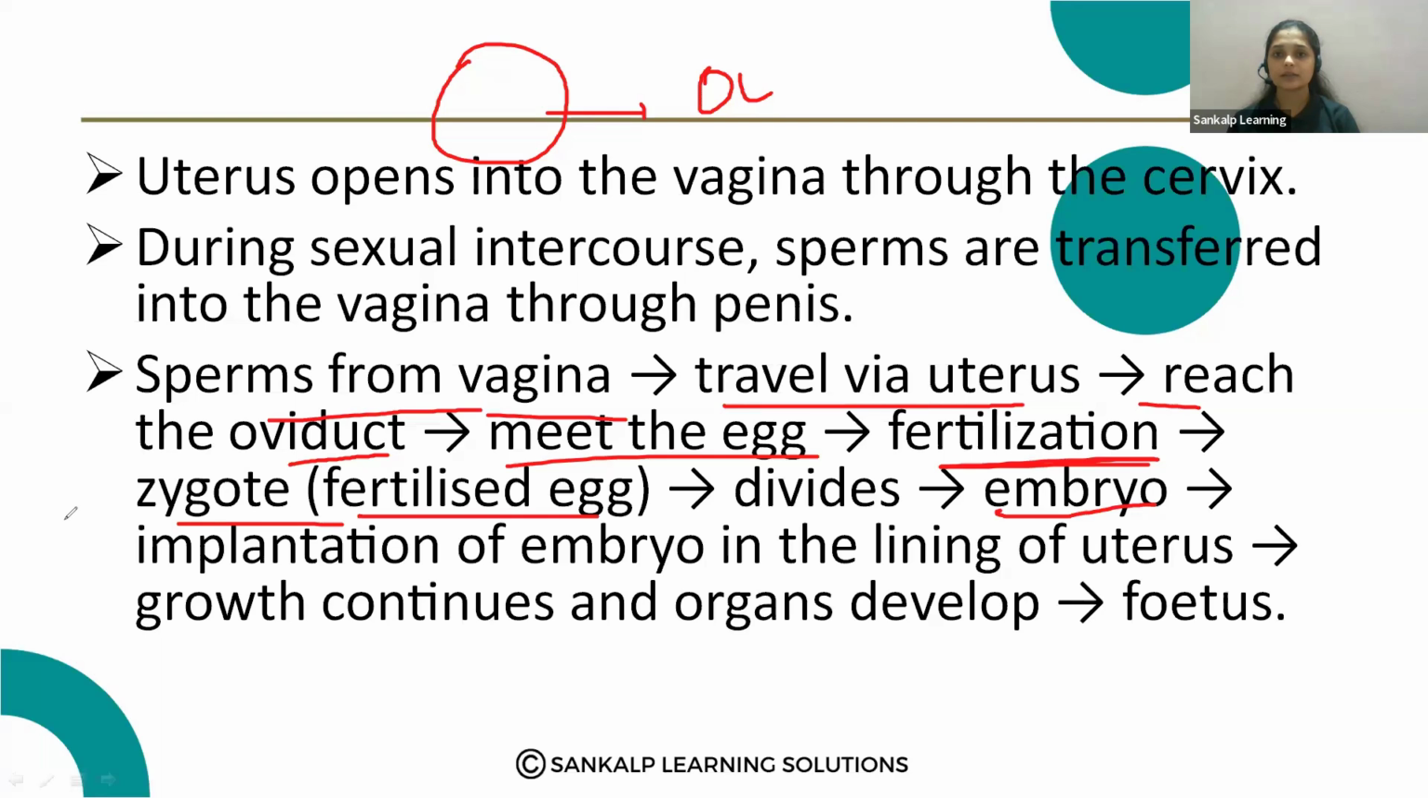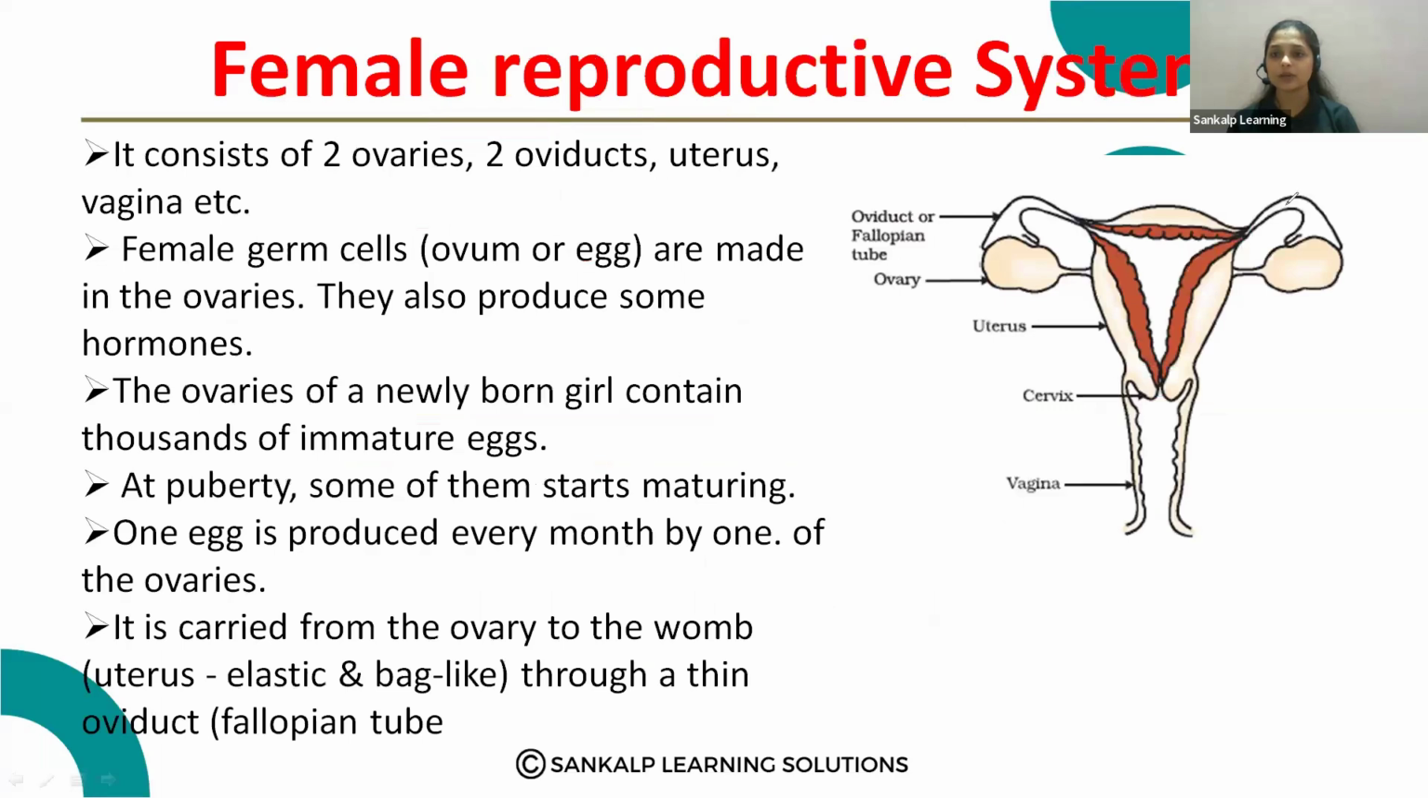Let me take the same diagram. After the fertilization, the zygote will be formed. Just imagine this is the zygote, and this zygote will undergo division and form the embryo. This embryo will get attached to this part of the uterus, and this attachment of the embryo in the uterus is called implantation. So this will develop into a fetus.